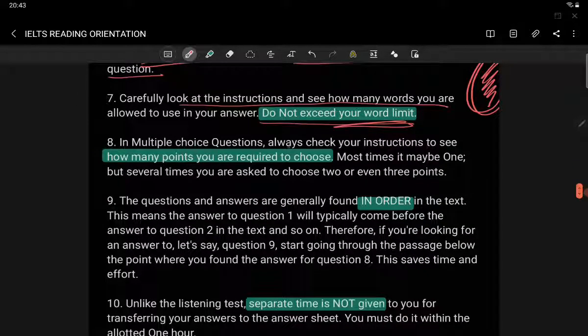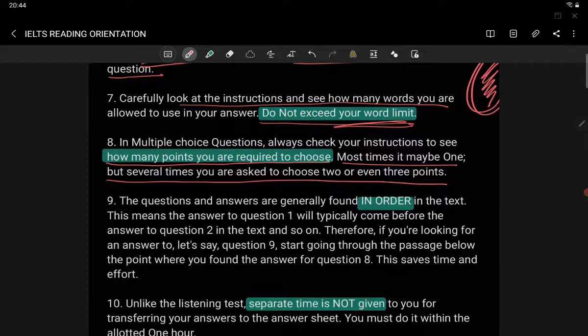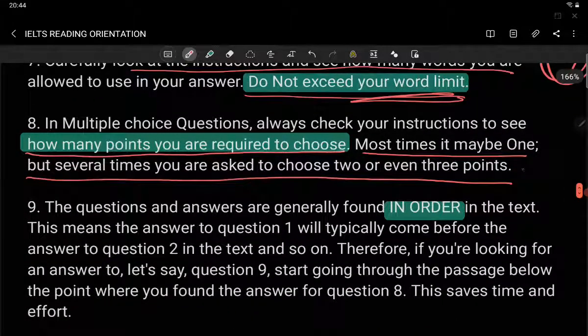In multiple choice questions, always check your instructions to see how many points you are required to choose. Most of the time it may be 1, but several times you are asked to choose 2 or even 3 points. For example, if you have a question and then you have A, B, C, D, you have all these points. You may even have more. So sometimes they ask you to pick only one and sometimes they ask you to pick multiple. So you've got to check which one you're required to do.